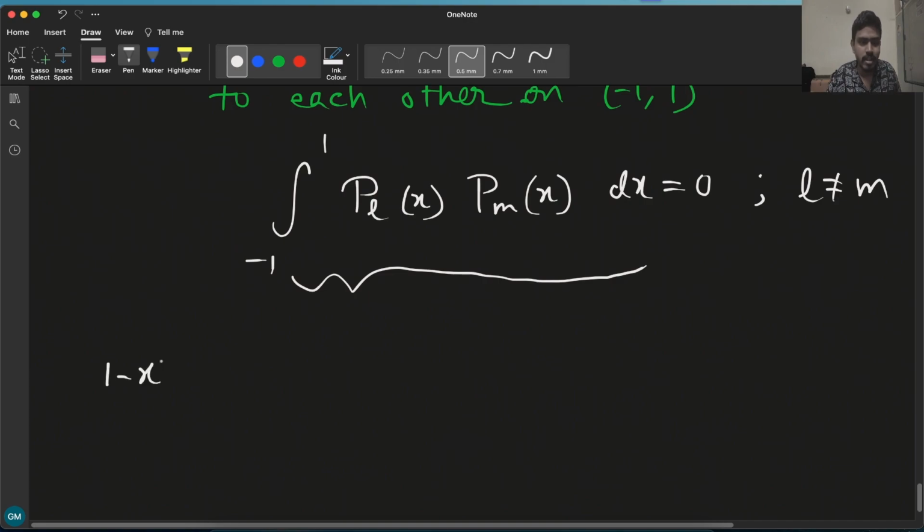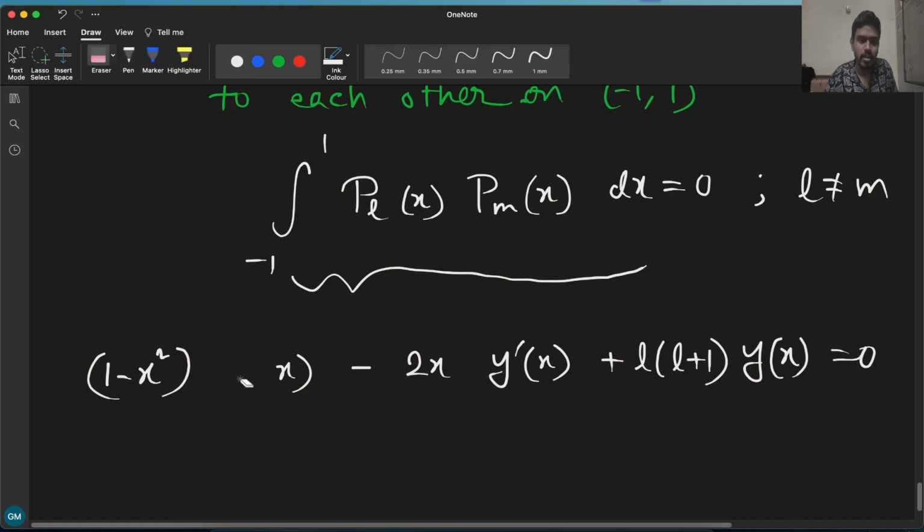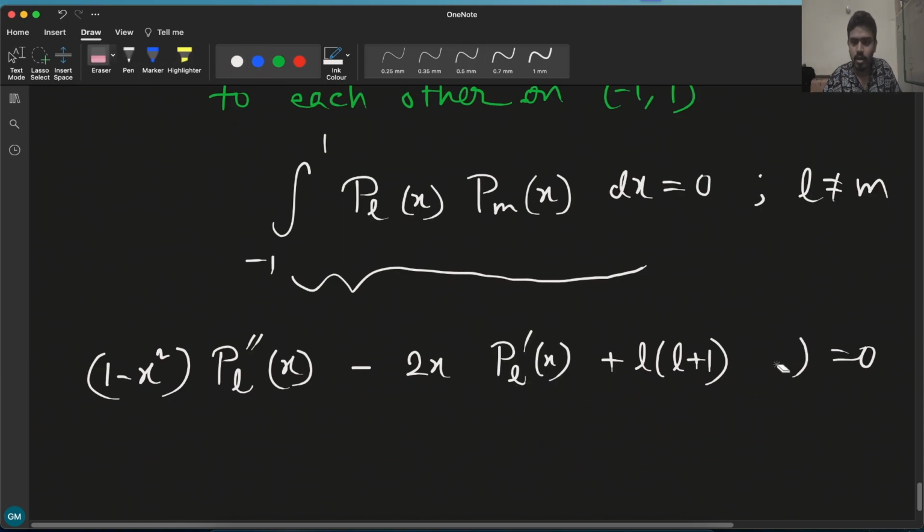That is (1 minus x squared) y double dash(x) minus 2x y dash(x) plus l into (l plus 1) y(x) equals 0. And instead of y(x), I can write it as P_l(x). Instead of y, I am writing P_l, because those are solutions we already know. So P_l dash(x), and it is P_l(x).